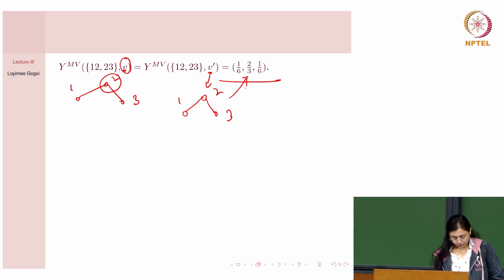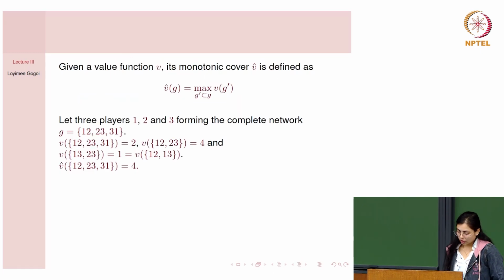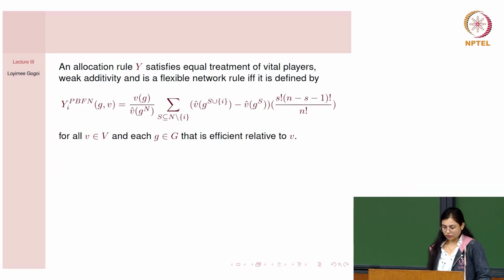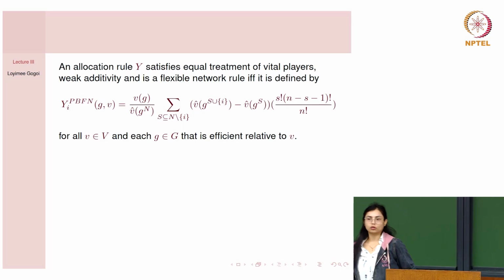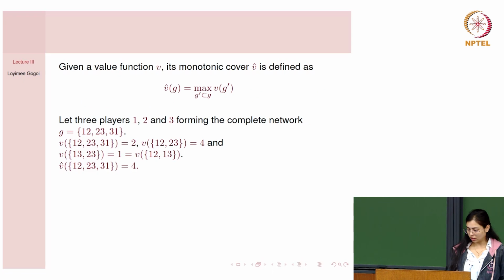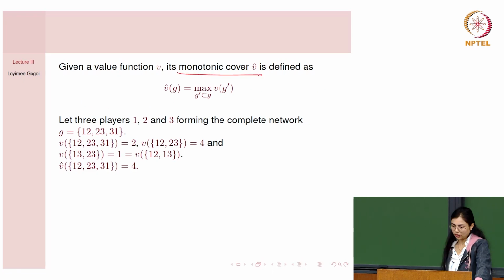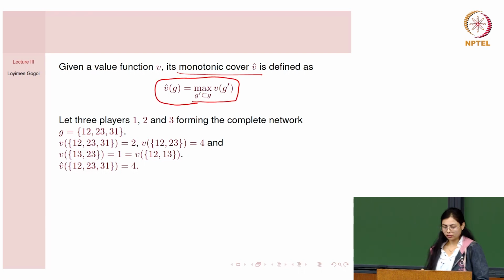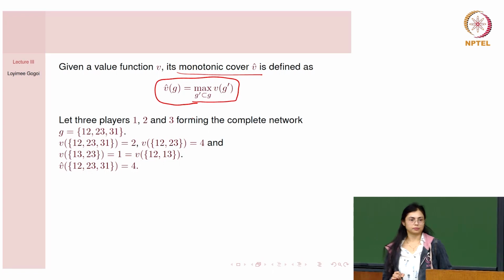So then another concept was introduced, called flexible network. For that flexible network, first we define a monotonic cover. So what is a monotonic cover? So v bar or v cap actually takes the maximum worth of any subgraph.